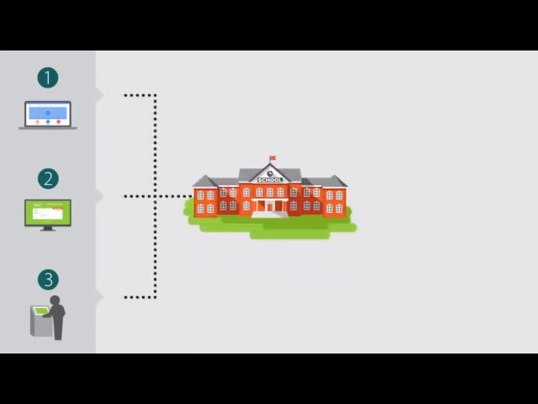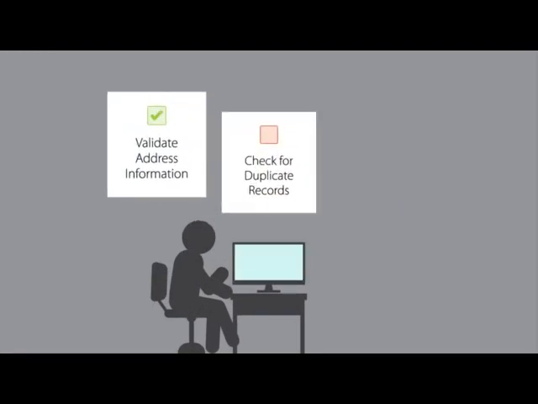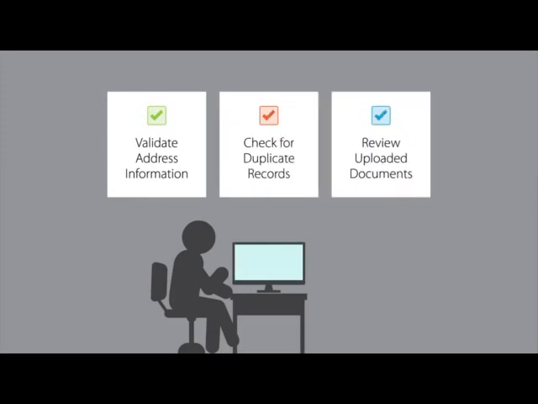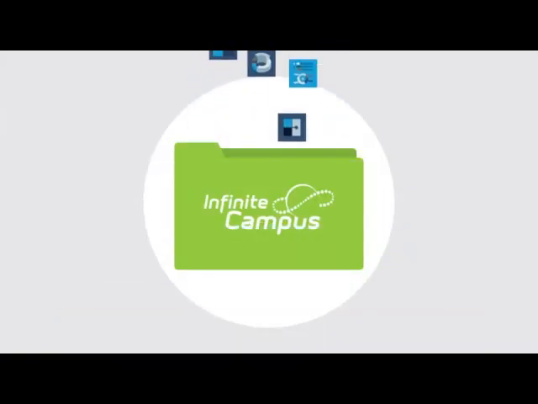What happens to your application after you submit it? A staff member will review the application. They will validate addresses, check for duplicate person records, and review uploaded documents. Once approved, you will receive a notification of the approval. All your data will be imported into Infinite Campus for further processing. You will be emailed status updates as your application goes through the process.